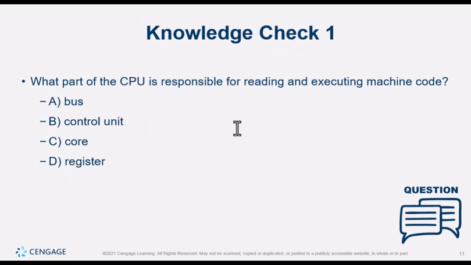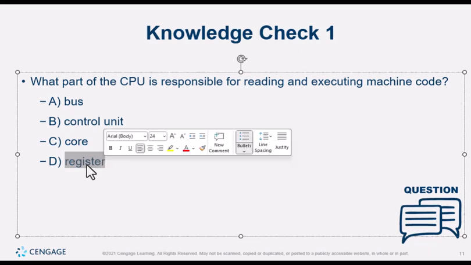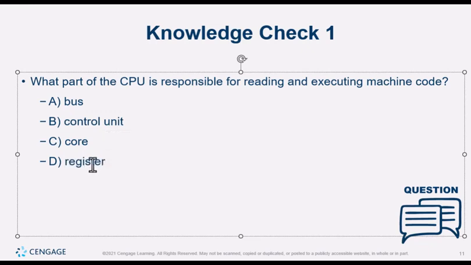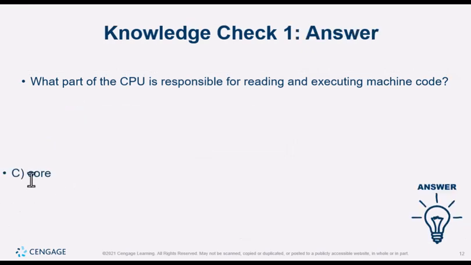All right, let's take a look at a knowledge check. What part of the CPU is responsible for reading and executing machine code? Is it the bus? No, the bus is how we get stuff from one place to another. The control unit? Well, we haven't really talked about control units. It would kind of make sense. It's not the register, because there are several kinds of registers. For example, the program counter is a register. No, it's the core, right? Let's double check that. Sure enough, the core is the part of the CPU responsible for reading and executing machine code.